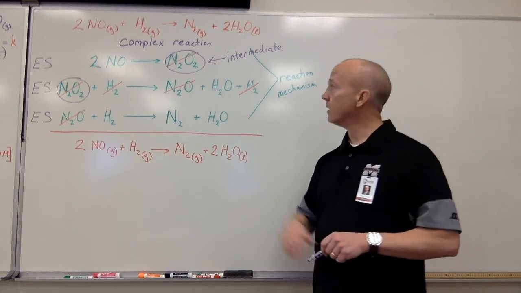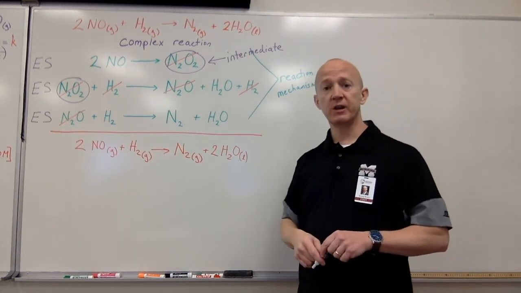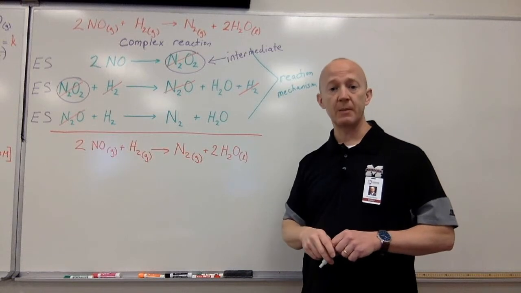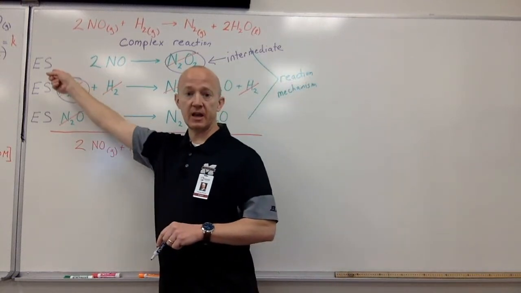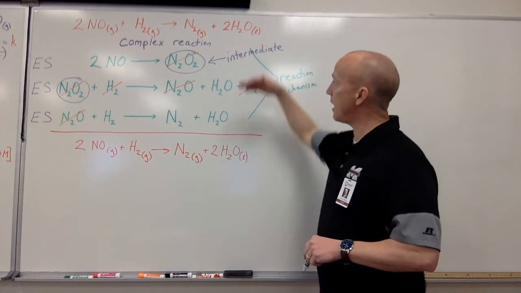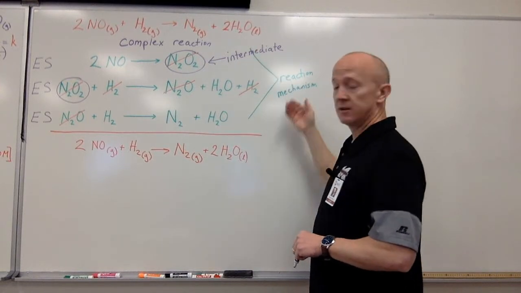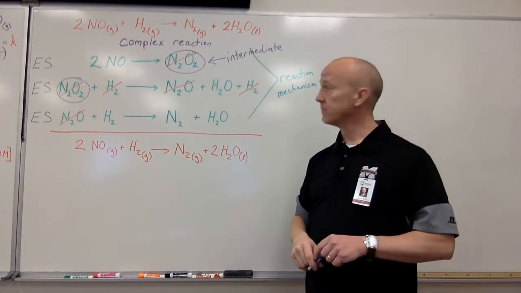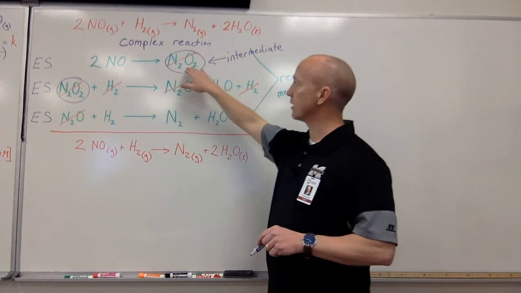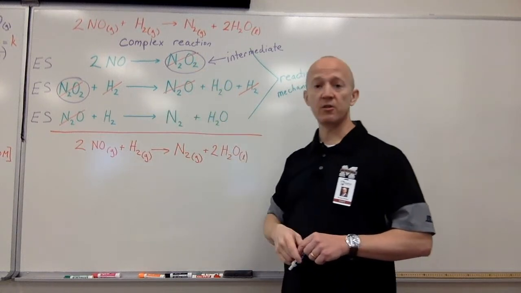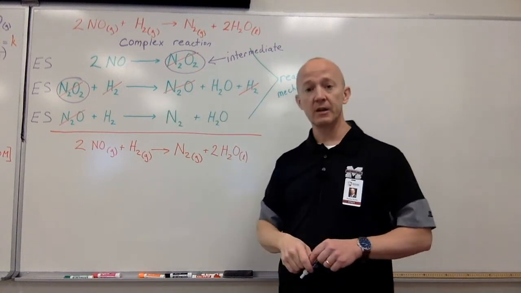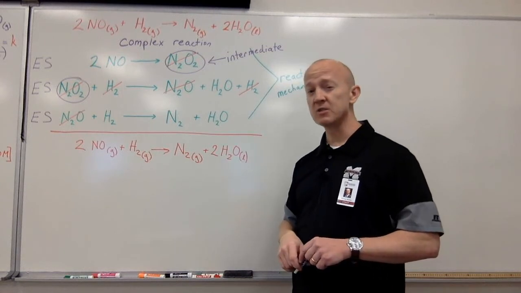So once again, a complex reaction is a reaction that occurs in two or more steps, and those steps are known as elementary steps. When you combine the elementary steps, you get the reaction mechanism. And if you have a compound that's produced in one step but consumed in another, we call that an intermediate. Can you see another intermediate in this reaction sequence?